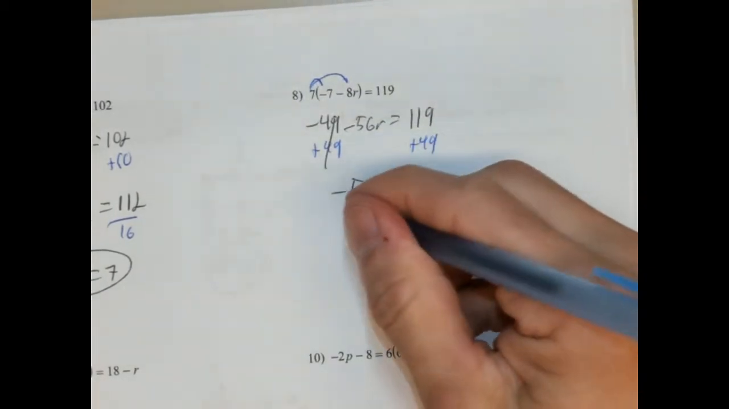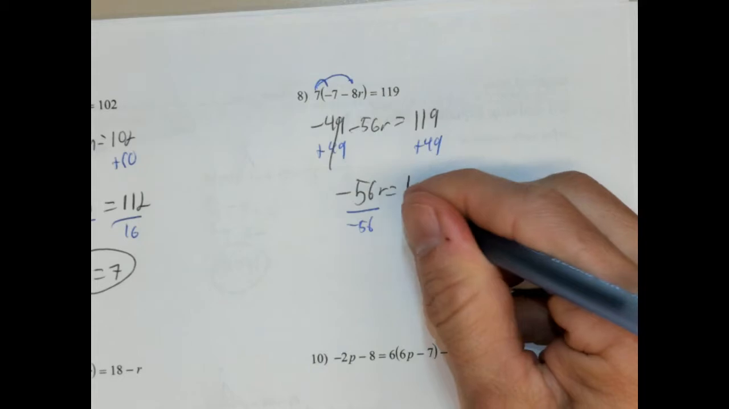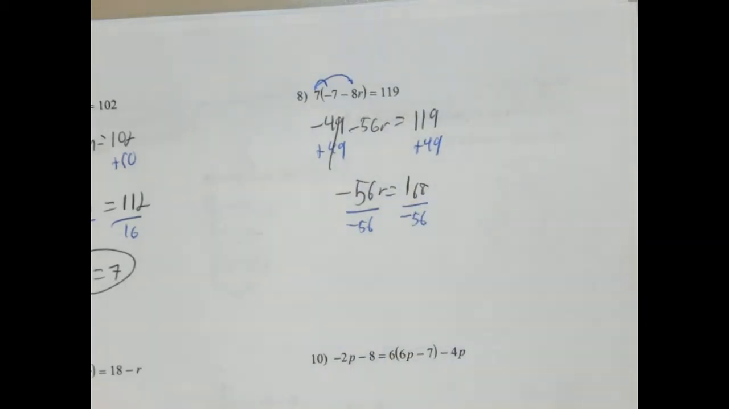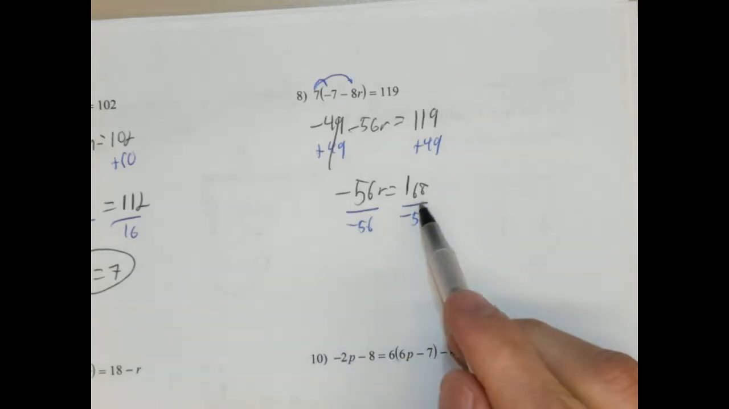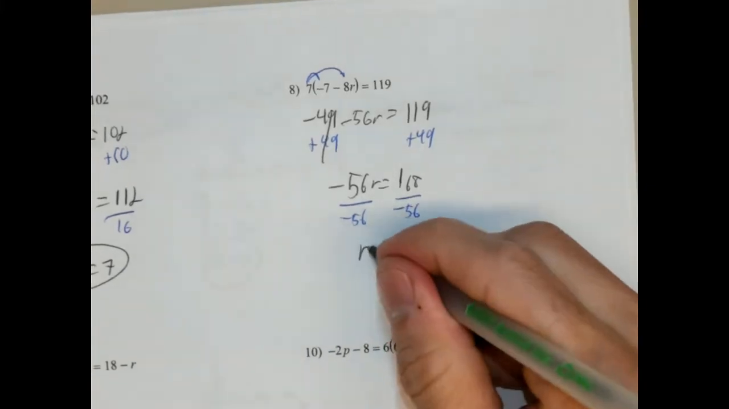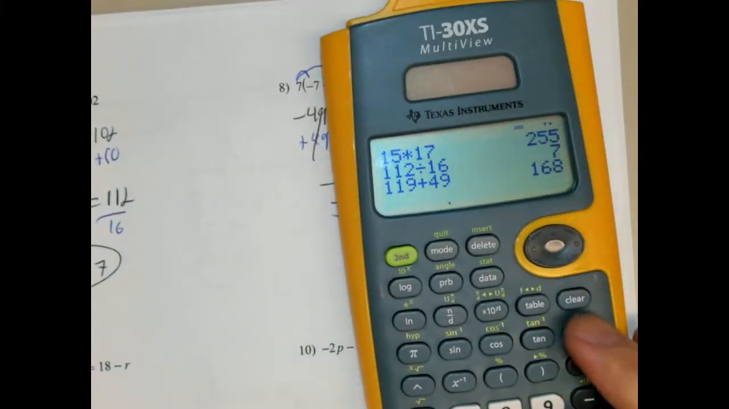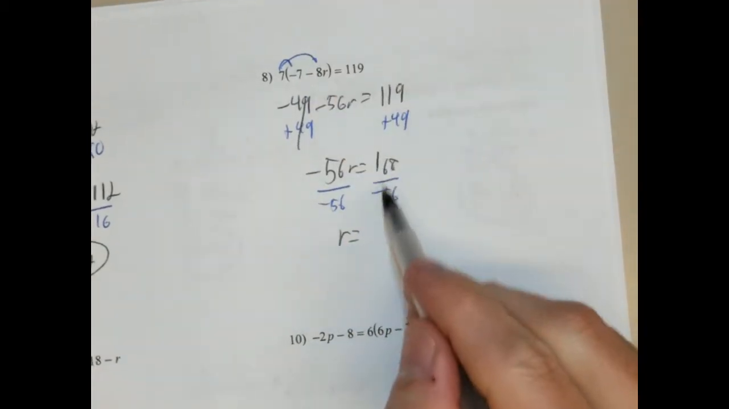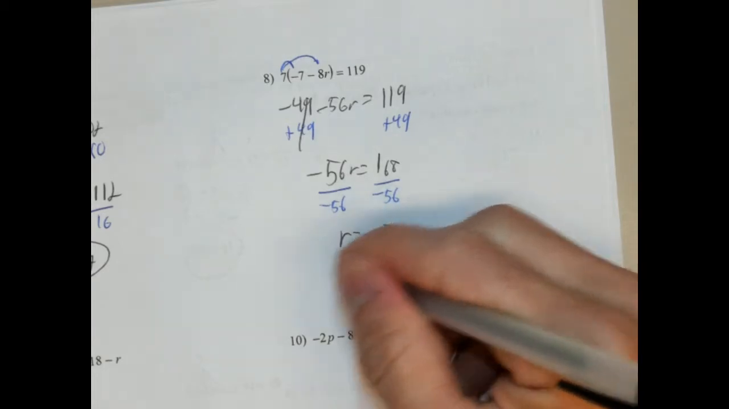And we're going to divide both sides by negative 56 because that's our coefficient. Or multiply by the multiplicative inverse, however you want to think about it. I believe this is negative 3. Let's double check that. Divide by 56. Yep. And a positive divided by negative is negative, so negative 3.